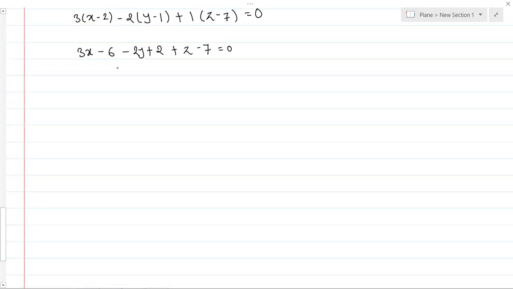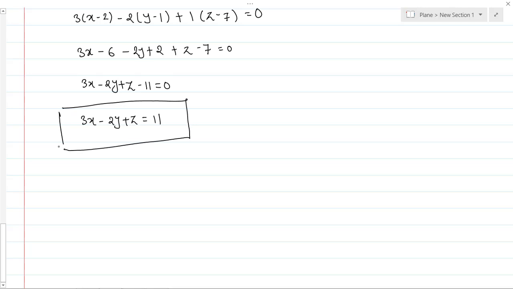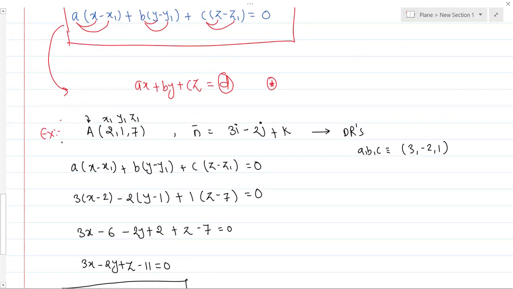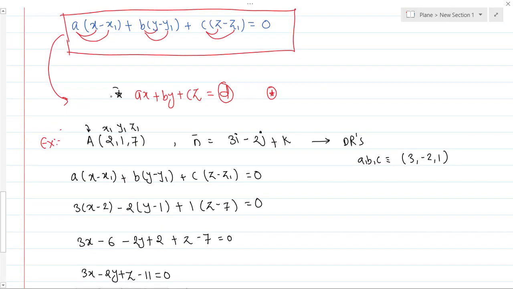So you will have 3x minus 2y plus z. Minus 6 plus 2 becomes minus 4, minus 7, it is equal to minus 11. Minus 11 equals 0. So 3x minus 2y plus z equals 11. See here, this is the form which we have written just now: ax plus by plus cz equals d. So what is the value of d?